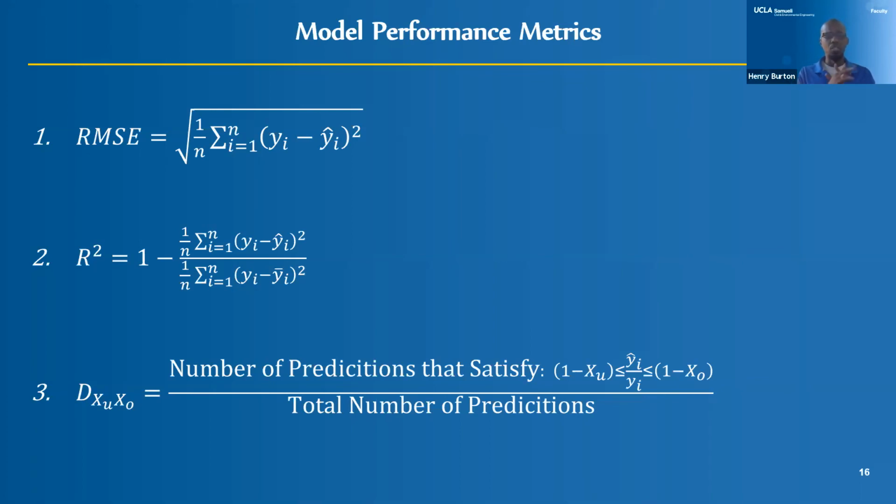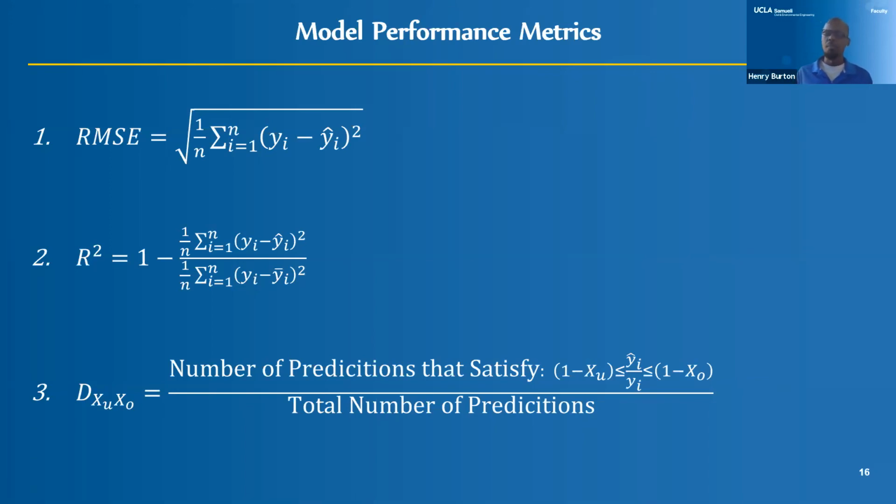So the third metric is actually something that we came up with. We call it DXUXXO, and essentially it's the fraction of predictions that satisfies some condition that is based on the ratio between the predicted and the actual value. So for example, let's say we set XO and XU to be equal to 0.1 or 10%. That would mean the D value would be the fraction or percentage of predictions that are within 10% of the actual value. And that could be 10% higher, so it can be as high as 110%, or 10% lower, so as low as 90%.